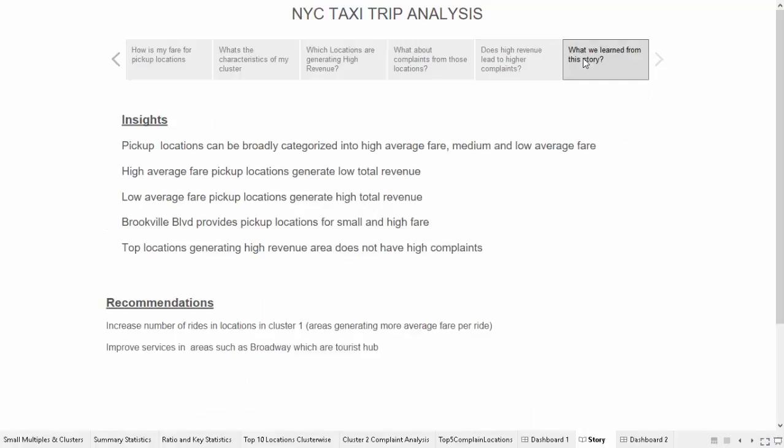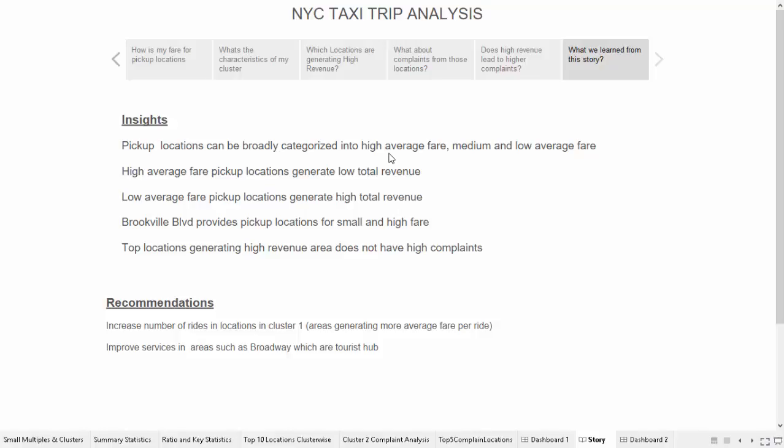Let's move on. So what have we learned from this story? Pickup locations can be broadly classified into high average fare, medium and low average fare. Higher average fare pickup locations generate low total revenue. Low average fare pickup locations generate high total revenue. Brookville Boulevard provides pickup locations for small and high fare. Top locations generating high revenue do not have high complaints.